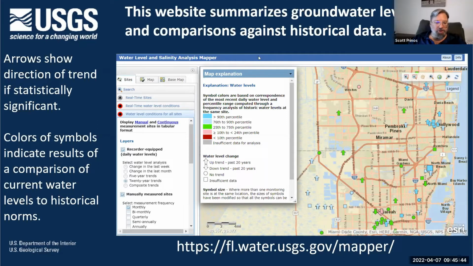Green symbols indicate that the current water levels are normal. Blue symbols indicate that the water levels are currently higher than normal. Red or pink symbols indicate that the water levels are lower than normal. The user of this website can zoom in on any of the sites to better see where they're located. By selecting a site from the map, the user can see more detailed information and the graphs for each site. Next slide, please.